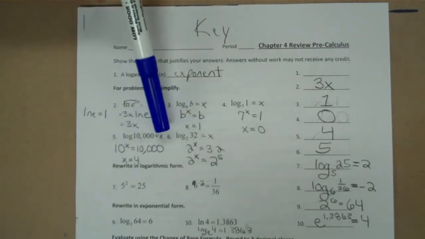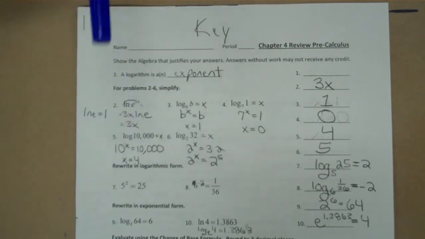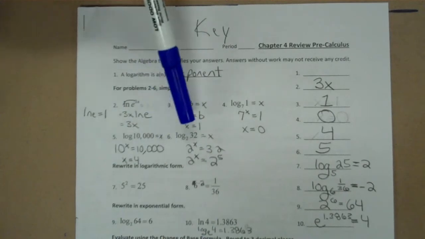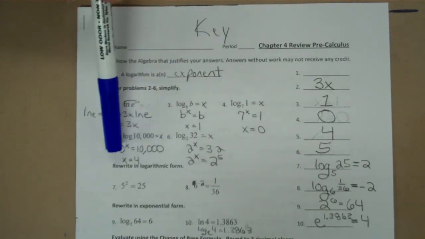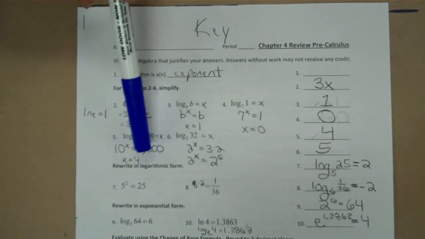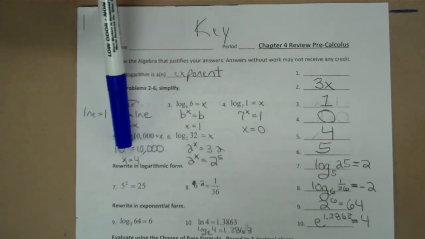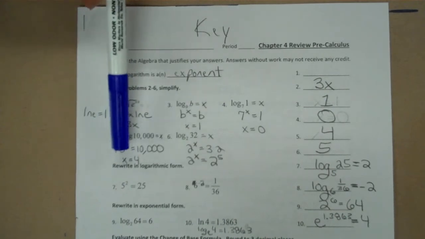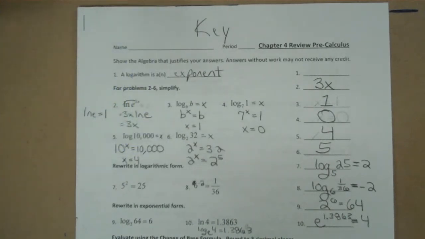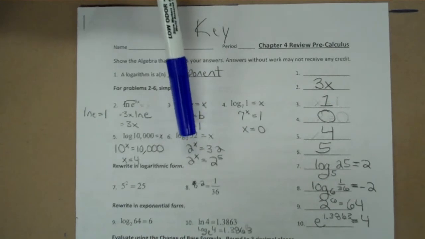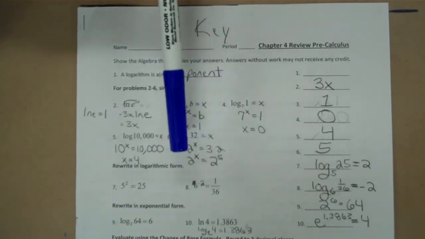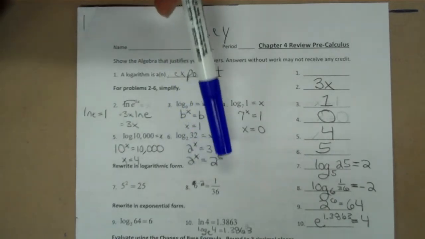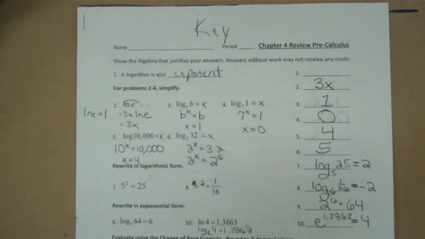Number 5, you can set that equal to x, and then whenever it doesn't have a base, we know it's log base 10. So that's 10 to the x equals 10,000, and you can just figure out, 10 raised to what would give you 10,000. However many zeros there are, that's how many times you have to multiply by 10. Number 6, you set that equal to x, so that's 2 to the x equals 32. So x has to be 5 once you break down the 32, make it 2 to the 5th.